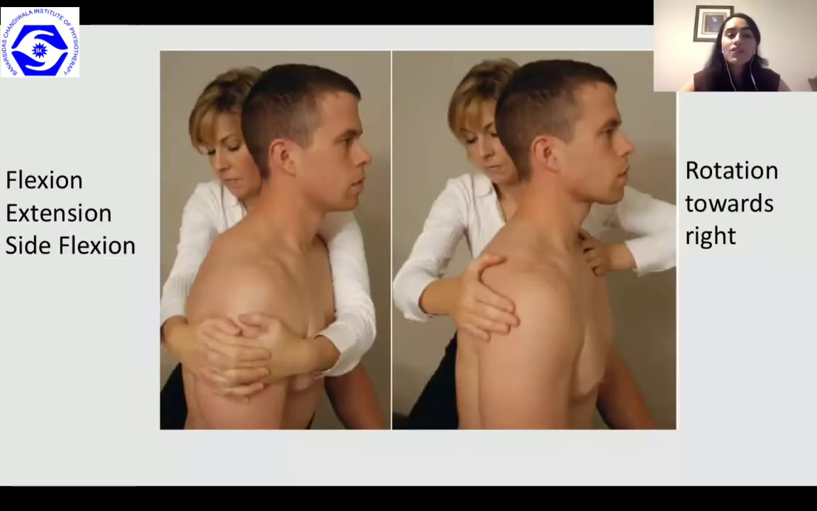For flexion and extension for the lumbar spine, we'll keep the hand in this way. As the patient bends forward, the therapist will resist with this hand. When the patient is bending backwards, the therapist will resist with the hand on the posterior side. And for side flexion, the therapist will resist, as shown in the picture, towards the arm. And for cervical rotation towards the right or left, the therapist will resist in this movement. So it is very simple. The movement which we have to do, we have to resist in the opposite direction.